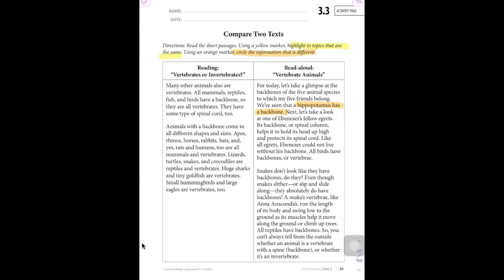Let's keep going. Next, let's take a look at one of Ebenezer's fellow egrets. Its backbone or spinal column helps it to hold its head up high and protects its spinal cord. I remember reading about a spinal cord over here. Birds have backbones, they're vertebrates, and it's a spinal cord. That's all the same information. So I'm going to highlight backbone or spinal column for egret because that's a bird.